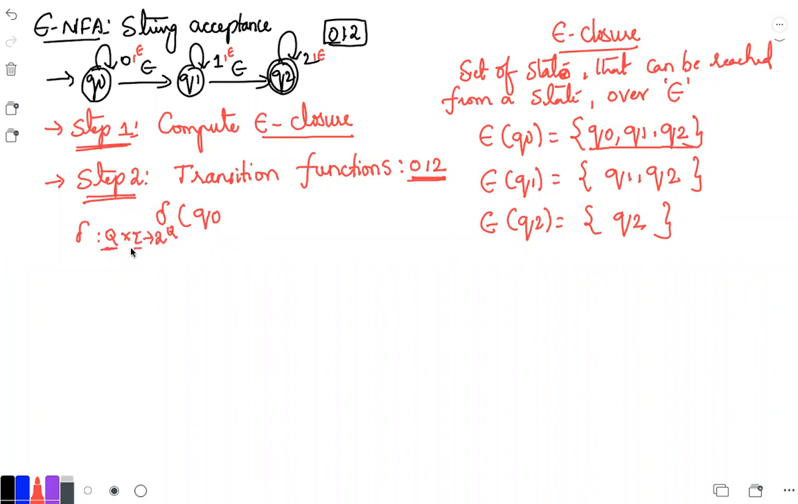You should take a state, and an input alphabet that should map to one state. So delta Q0 comma, I'm taking the first character of the input, 0. Because this is a finite automata that can scan only one character at a time. You should not take 0, 1, 2 as a whole. Take the first character, delta Q0 comma 0.